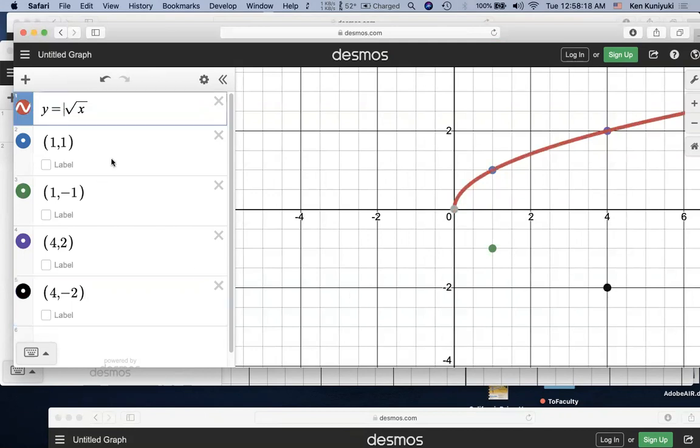How about y equals the opposite of root x? So notice we're taking the opposite of the right-hand side. We're multiplying the entire right-hand side by negative 1. If you have more than one term, you'll need grouping symbols. So in order to reflect about the x-axis, you multiply the right-hand side by negative 1.